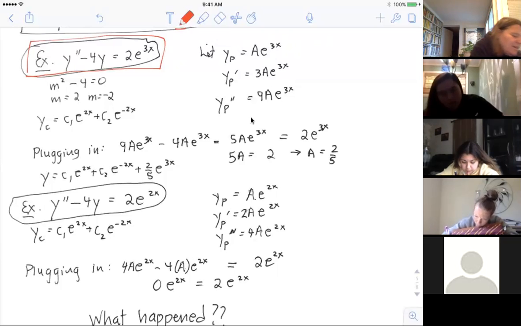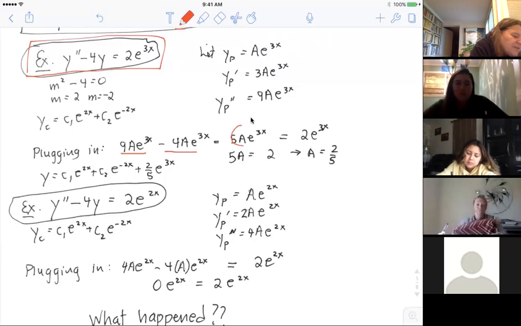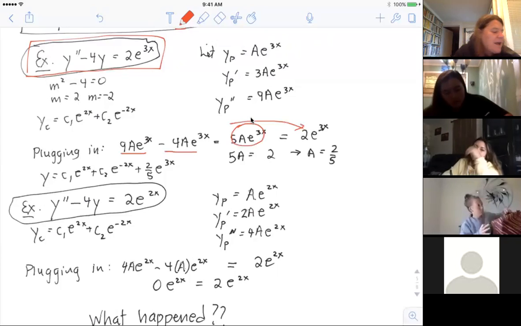Plugging all that in here, there's your y double prime. There's your minus 4y. And there's our guess right there. I probably shouldn't have written that in there, but there's what I want it to be. There's what I want to match with.